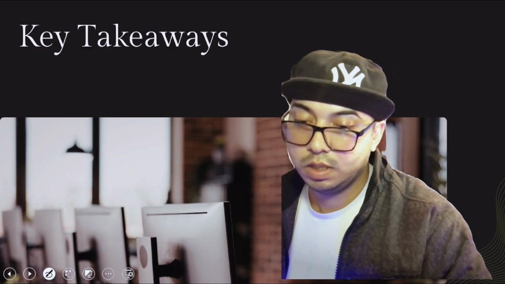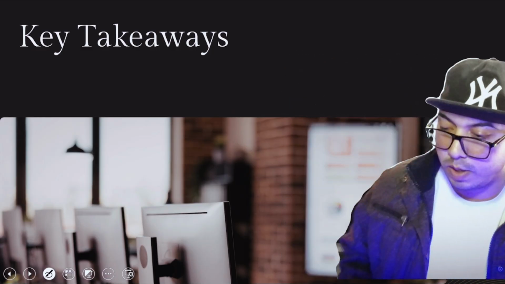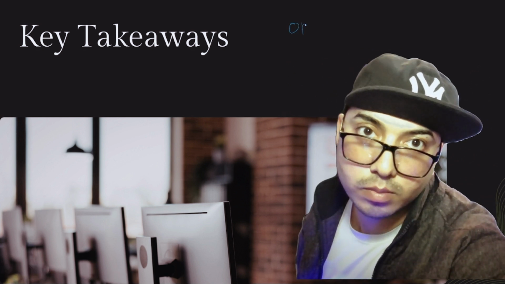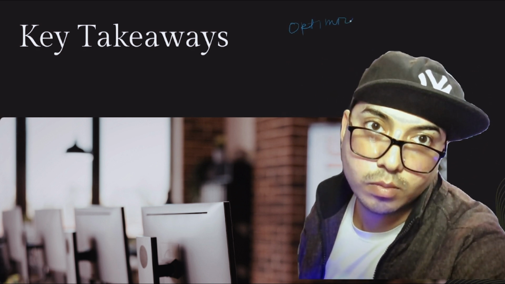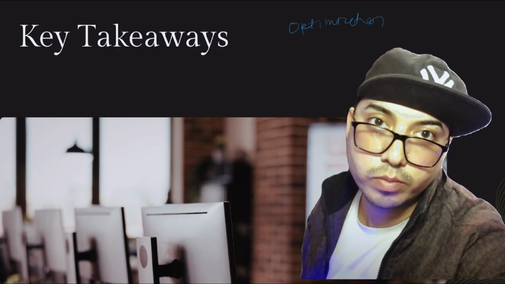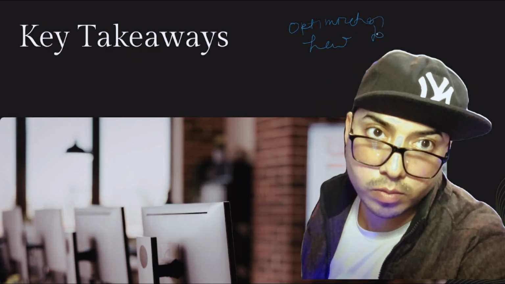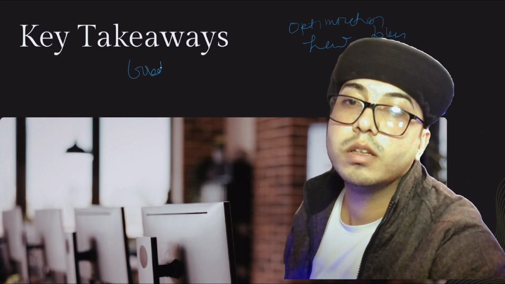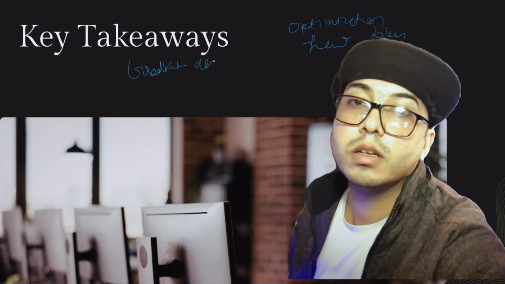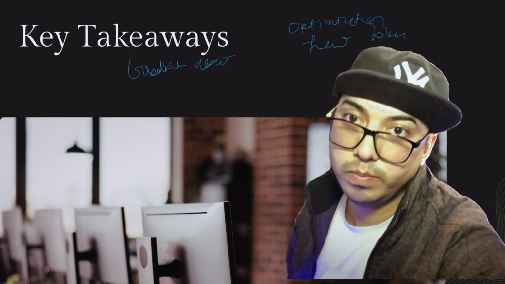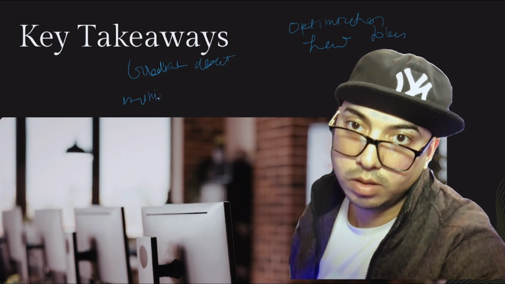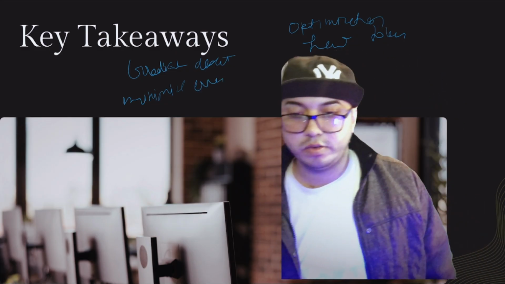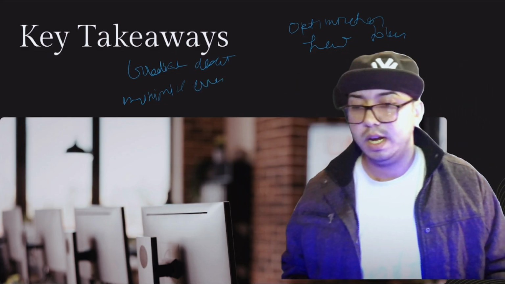So what is the summary of today? Optimization teaches machines how to learn, and gradient descent minimizes loss. The learning rate controls speed and stability.